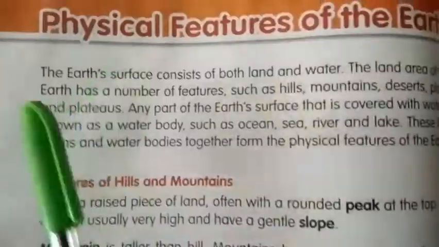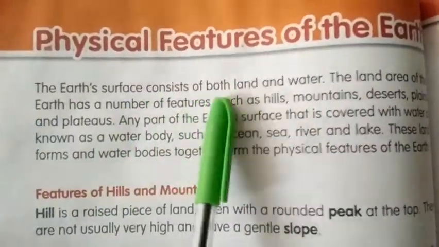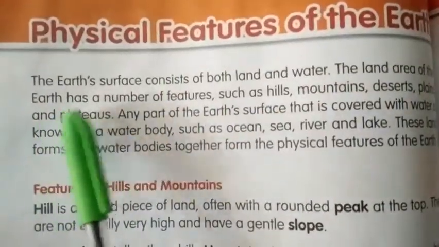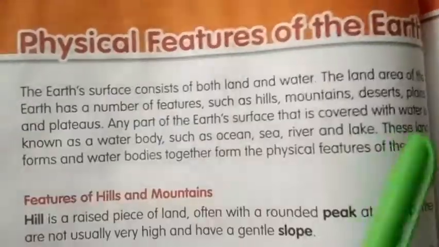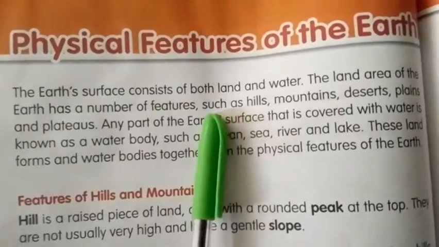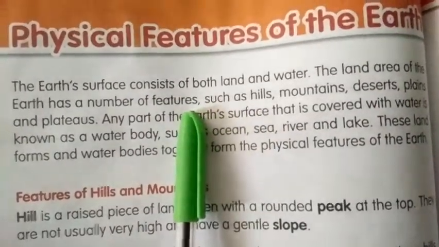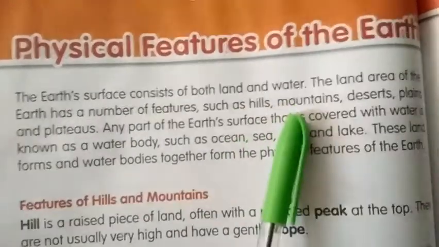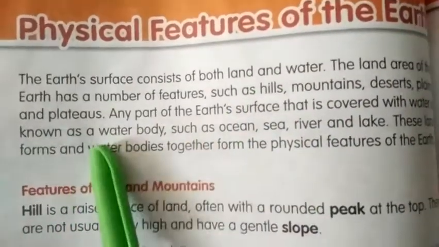Physical features of the earth. The earth's surface consists of both land and water. The land area of the earth has a number of features such as hills, mountains, deserts, plains and plateaus. These are some physical features of the earth, children. What are they? Hills, mountains, deserts, plains and plateaus.